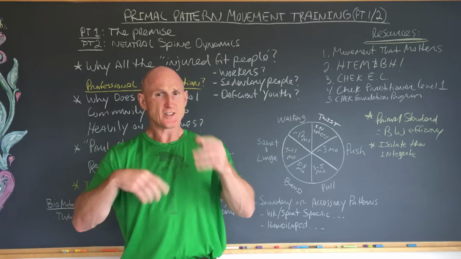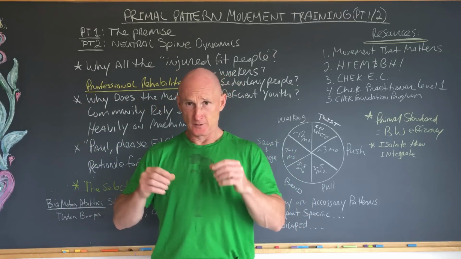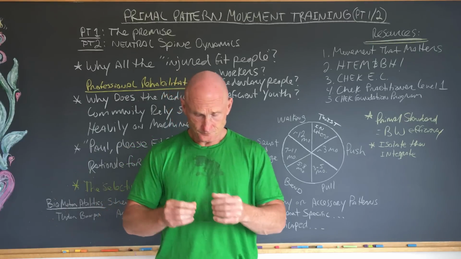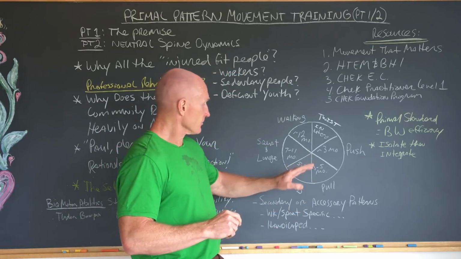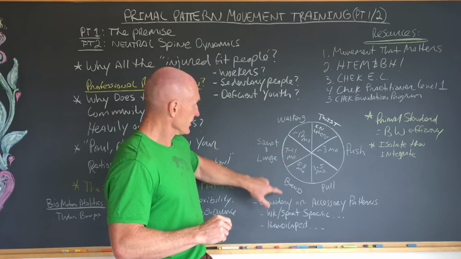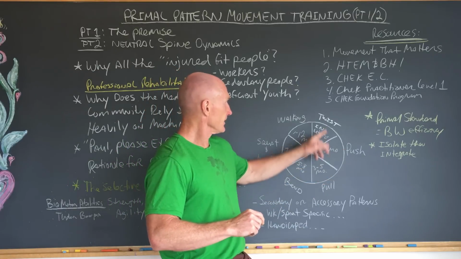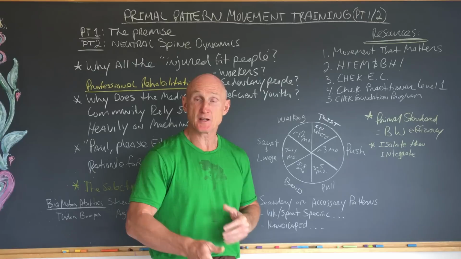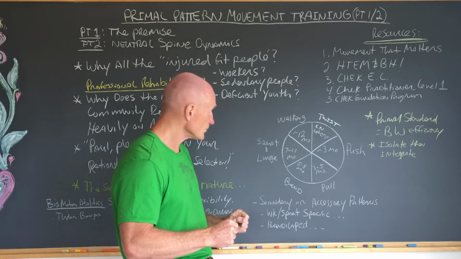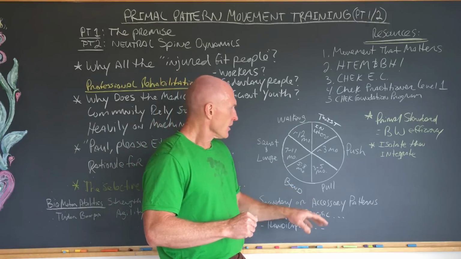So once I broke all the movements down and synthesized them down, I came up with 7 key movements. And those movements were squatting, lunging, bending, pushing, pulling, and twisting. I just say them that way because they roll off the tongue easier. Squat, lunge, bend, push, pull, twist. So there's 7 primal patterns.